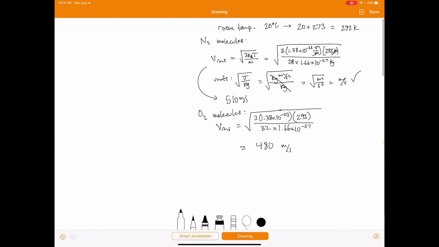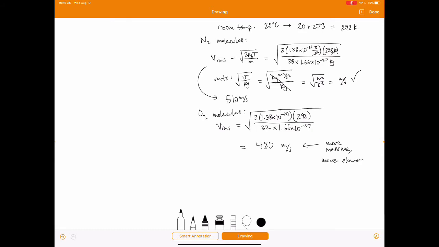Okay, so here's the thing. The N2 molecules and the O2 molecules have the same kinetic energy on average, but since the O2 molecules are more massive, they move a little slower. So if you have a gas with different types of molecules and they're all at the same temperature, you're going to find that the more massive molecules move slower. Because if everything has the same kinetic energy on average, then the things with more mass will end up moving at slower speeds.